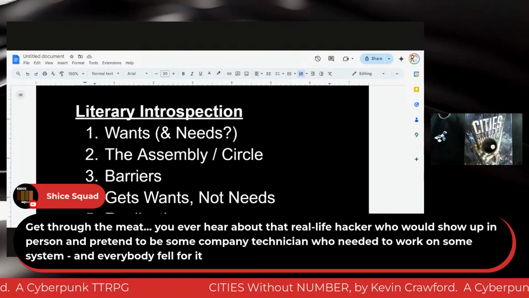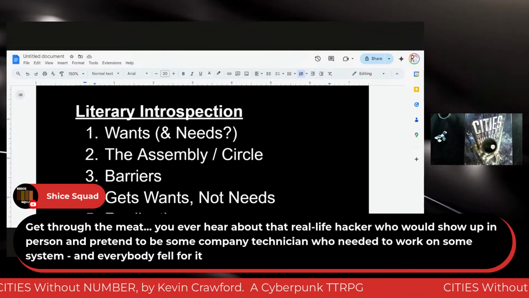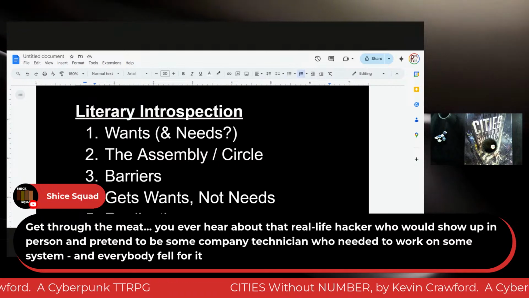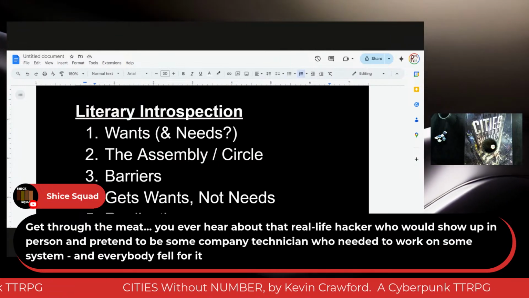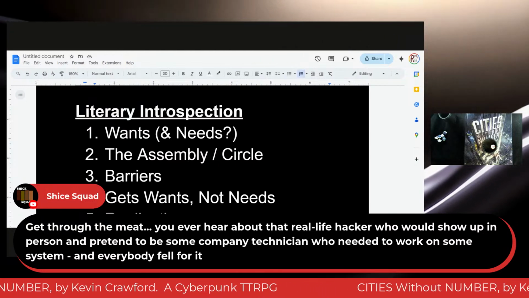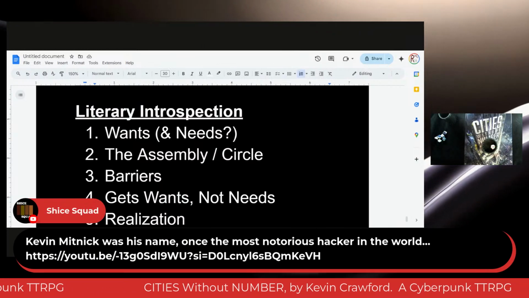Yeah, that happens a lot. I bet that happens more than a little bit. Show up in uniforms, cleaning uniforms, things like that. Kevin Mitnick was his name, once the most notorious hacker in the world.